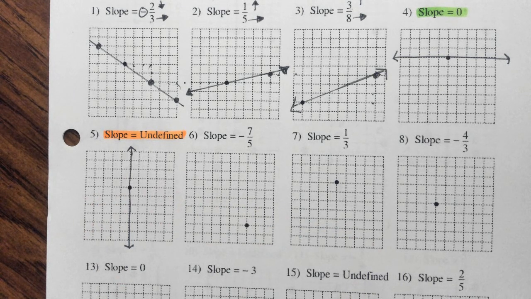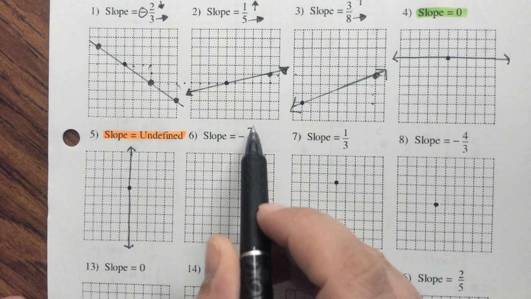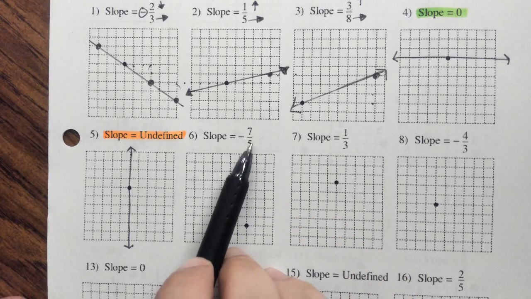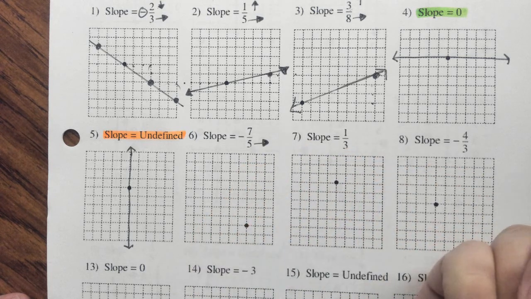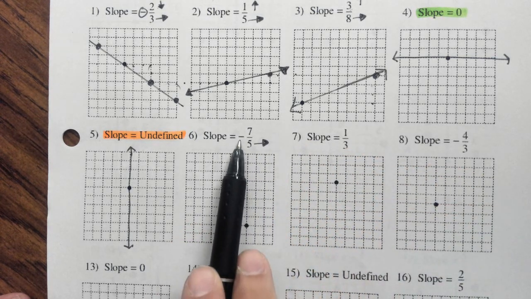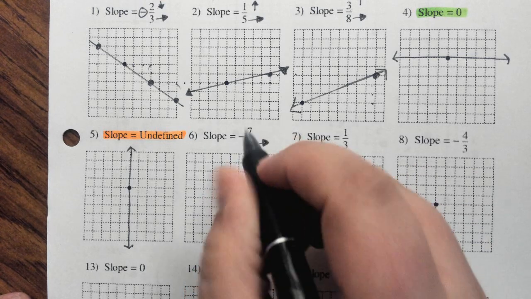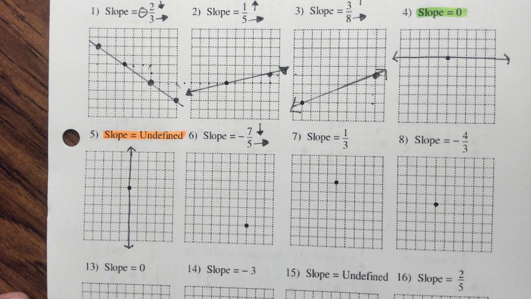Now we're looking at number 6. Remember, we always pick to go to the right first. The bottom number tells us left or right, so we always go to the right first. So we're going to the right 5 times, and then this is a negative slope, so I'm going to have to go down 7 times. Well, here's my starting point, and I can't go to the right 5 times without being off of the graph.